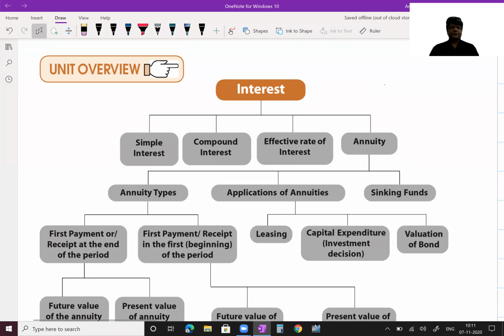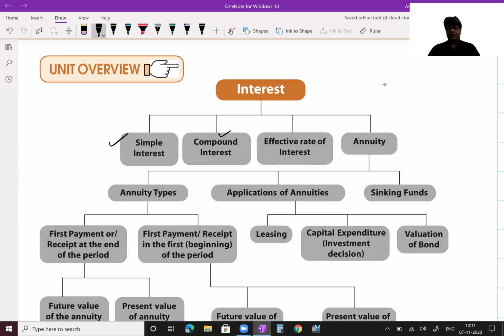What are the coverage areas? How many points will be covered? Simple interest. Simple interest formula is there. Only one formula is sufficient. That is SI is equal to PTR by 100. But I have given you 4, 5 formulas to calculate everything, whether it be simple interest or principal or time or rate or amount.